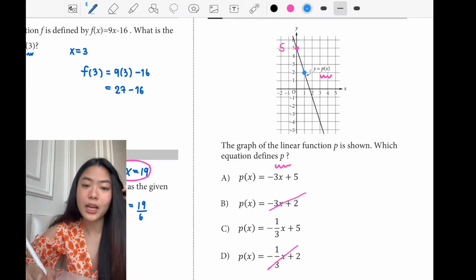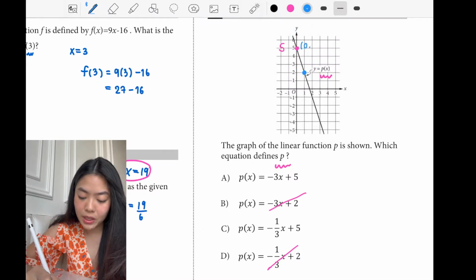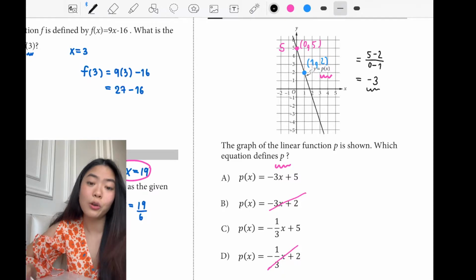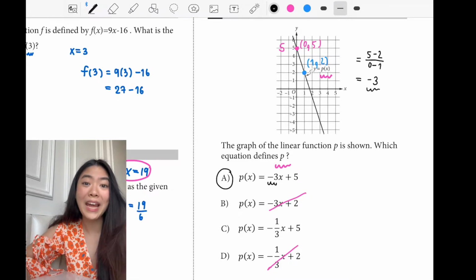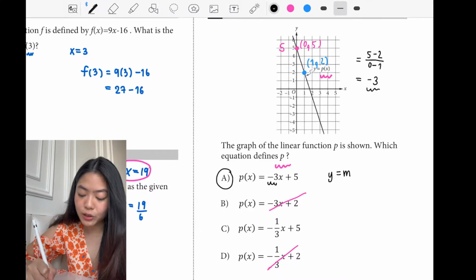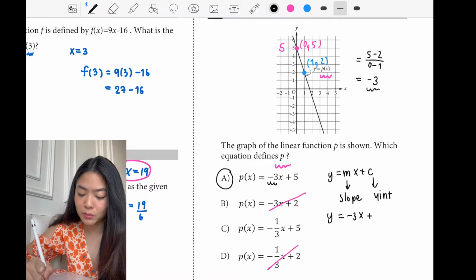So for me, I will use the points that the line passes through. From here, we have (0, 5), and the other one will be (1, 2). So I'm gonna do 5 minus 2 over 0 minus 1. Therefore, the gradient, or the slope, will be negative 3. Oh, sorry, the answer will be A, minus 3x plus 5, okay? Because it's y equal to mx plus c, where m is the slope and c is the y-intercept. And then it's gonna be minus 3x plus 5.